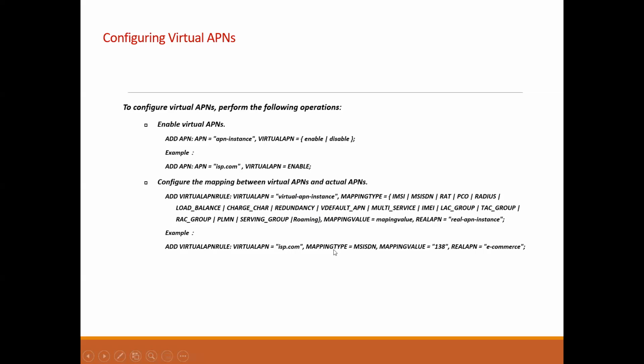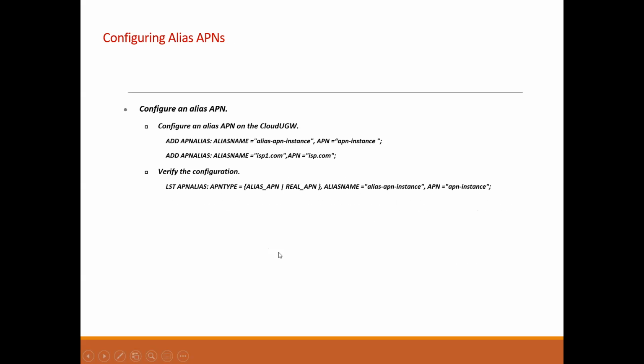So for the virtual APN, the mapping type is MSISDN, and mapping value 138 means that all the MSISDNs that start with 138 are going to be mapped to the real APN e-commerce. And, for example, all numbers starting with 137 may be mapped to another APN. So this is an example of a virtual APN.